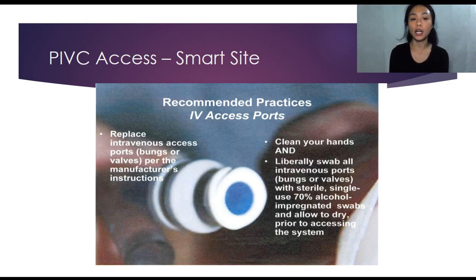Here is a type of cannula port. This is called a smart site cannula, and what you'll find is this blue part here is like a squishy piece of plastic, and it needs to be swabbed with an alcohol wipe before connecting the IV tubing to that cannula.